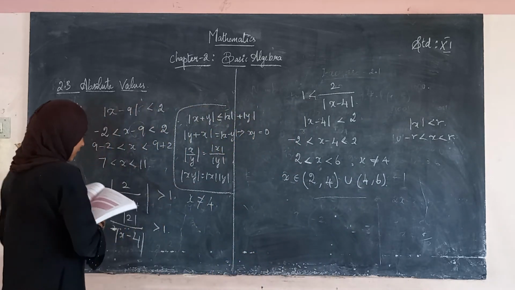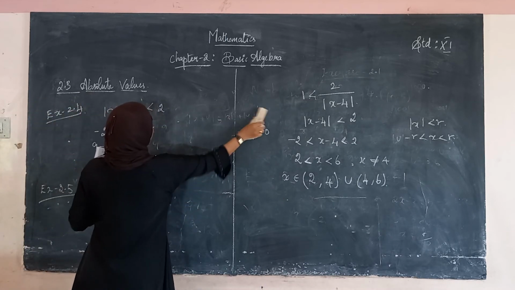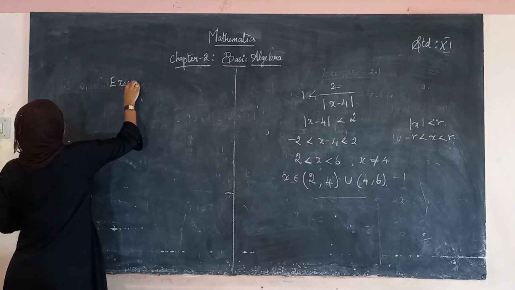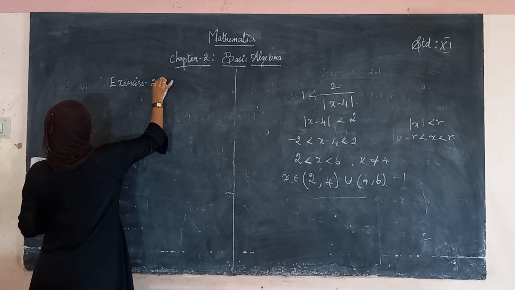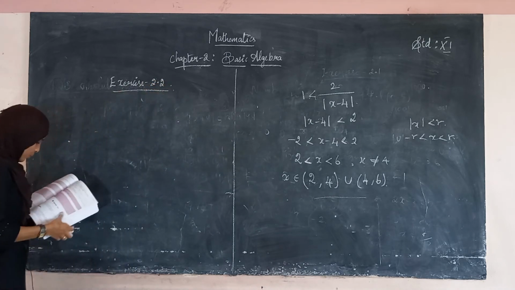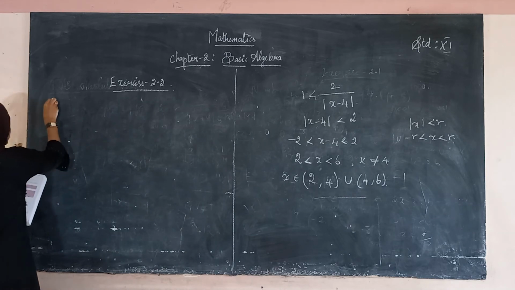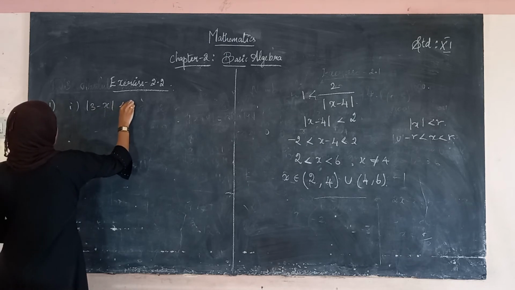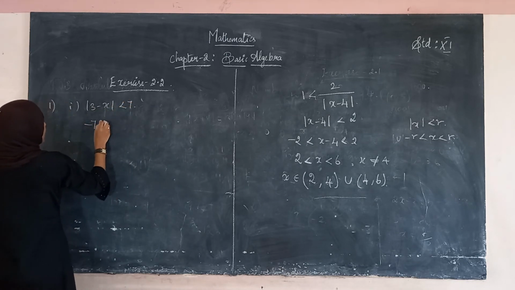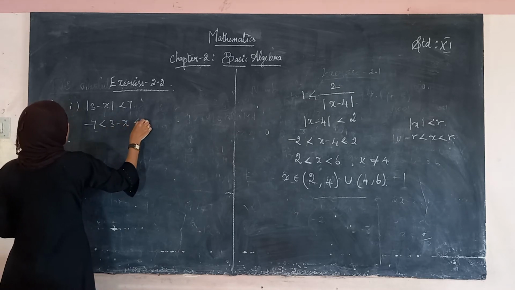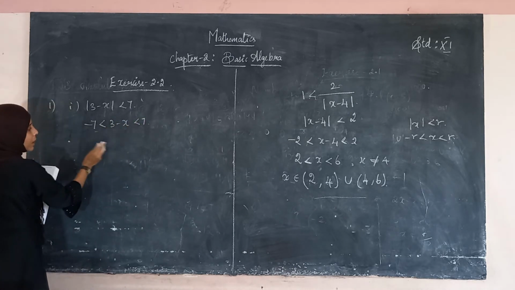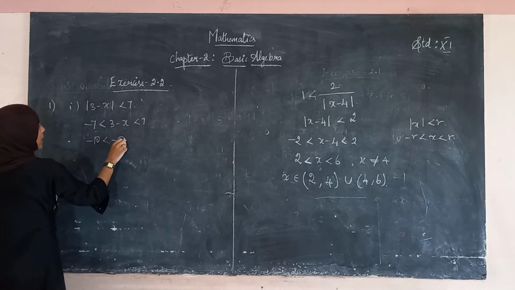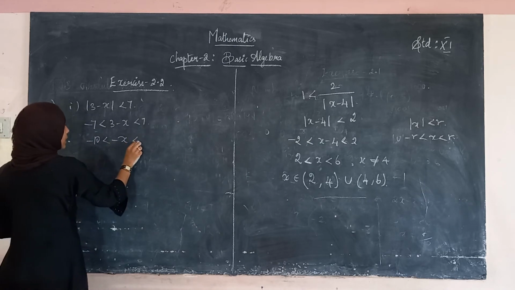Okay, now let us see the next exercise. Now let us solve exercise 2.2. Okay, solve for x. So in the first subdivision, modulus of 3 minus x less than 7. So this can be written as minus 7 less than, remove the modulus, 3 minus x less than 7. See, this is plus 3, bring this to this side and it becomes minus 3. Minus 7 minus 3 is minus 10, less than minus x less than 7 minus 3.